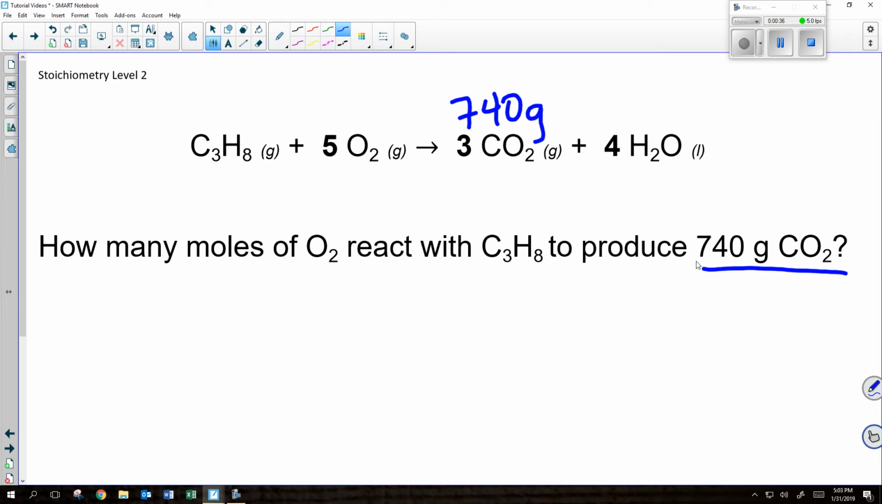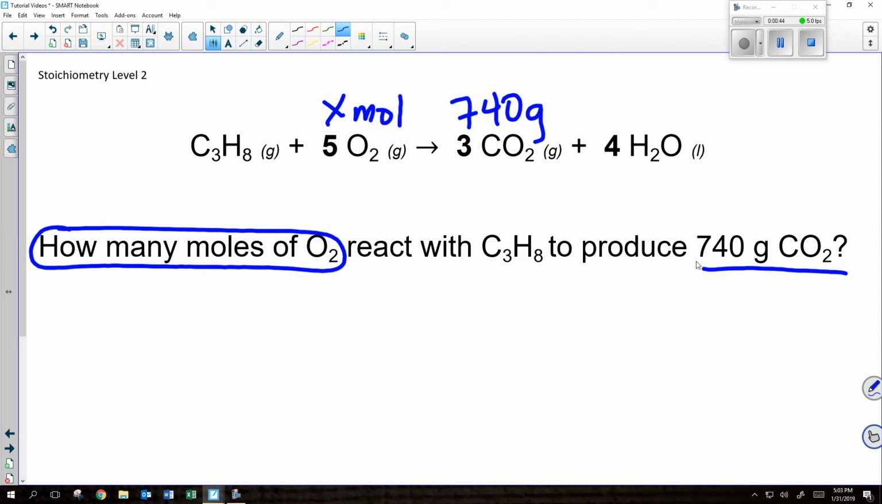Then I want to write my unknown, which is how many moles of O2, as X moles above my O2 in my balanced chemical equation. Now, before I can set up my proportion to solve for my missing value, I have to make sure my units match on the top and bottom of my proportion. In my balanced equation, the 5 in front of the O2 represents the number of moles from the balanced chemical equation. So under my 5O2, I'm going to write 5 moles, so that we have moles on the top and the bottom for that substance.